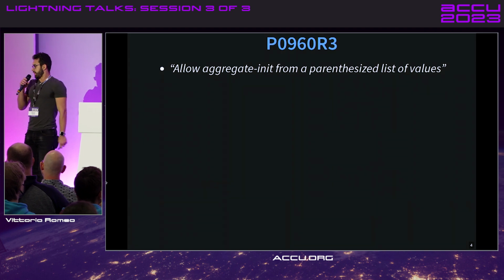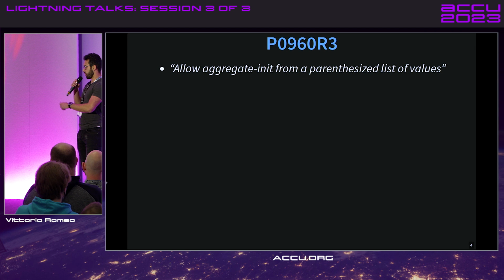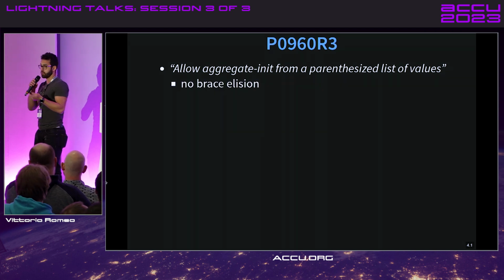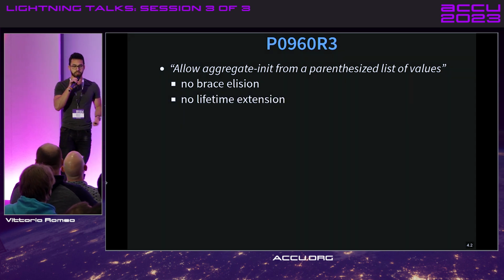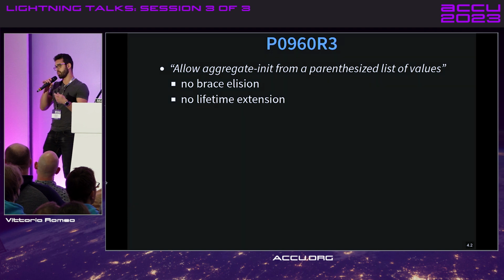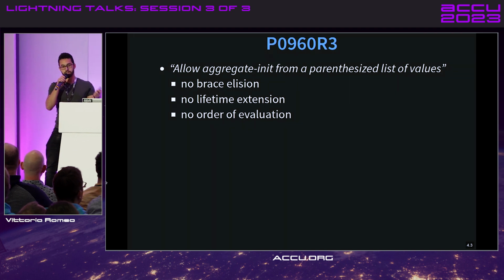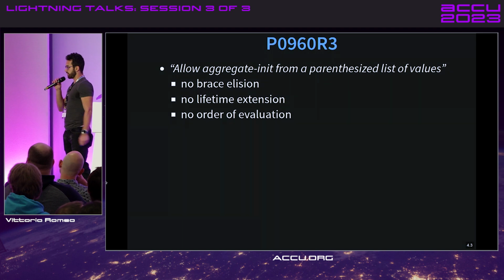Okay. This comes from this paper. Why do we do this? I'm going to show you later, but there are some differences between the curly braces and round parentheses. We do not allow brace elision. We don't have lifetime extension for temporaries, to be more consistent with actual constructor calls. And there is no guaranteed order of evaluation. With aggregates, curly braces is going to be left to right. This is going to be whatever the compiler wants.